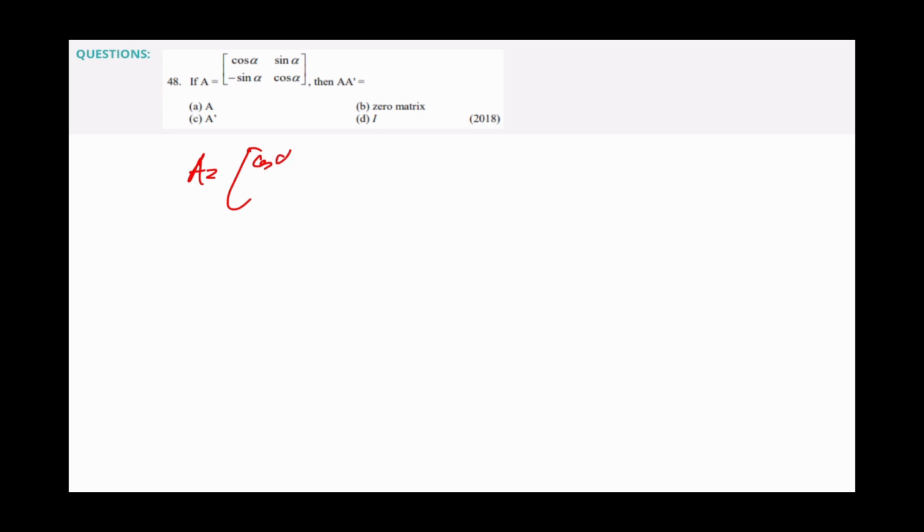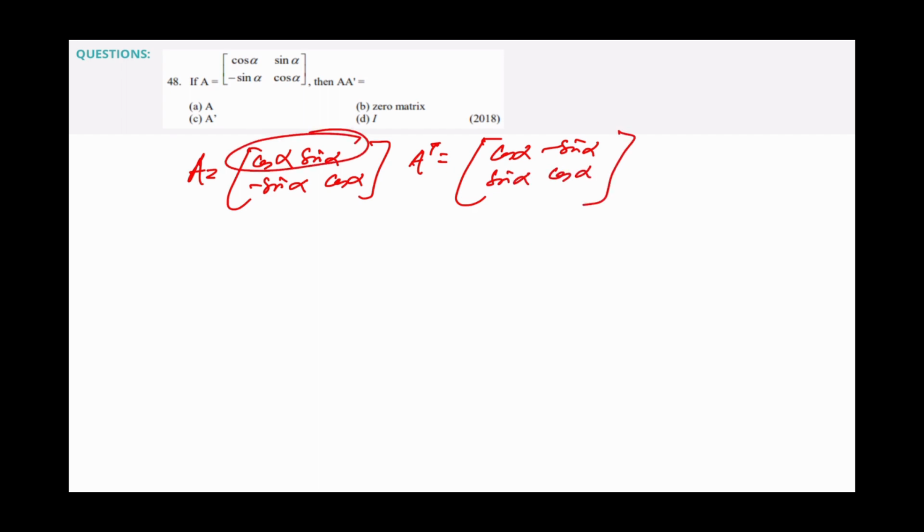Next one, very simple. A, you already got it as cos alpha sin alpha minus sin alpha cos alpha. You know transpose, correct? A transpose will be what? Just interchange: cos alpha, this minus sin alpha will go here, sin alpha cos alpha. Now multiply it. So this row, this column. The moment you multiply, you will get cos square alpha plus sin square alpha. What is cos square alpha plus sin square alpha? That is 1. So what will it suggest? No zero matrix, no A transpose. It will be I only.